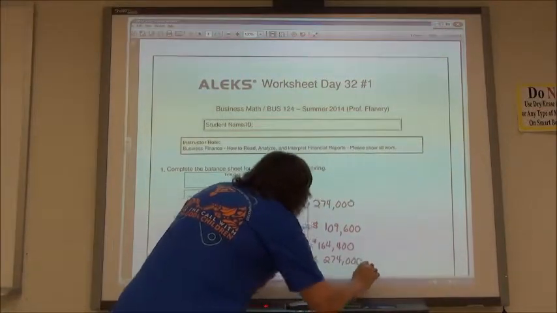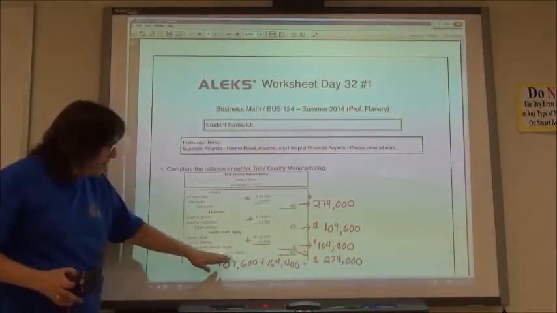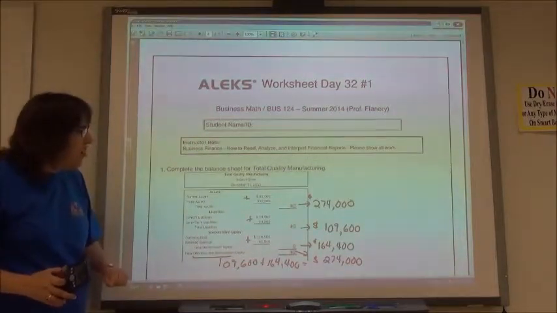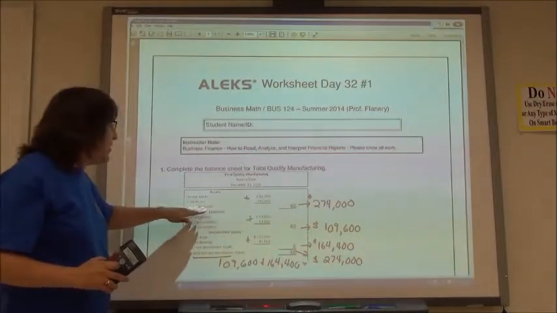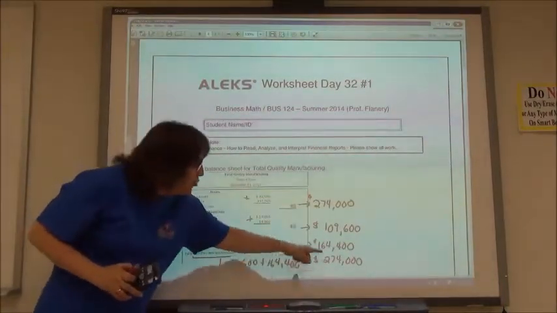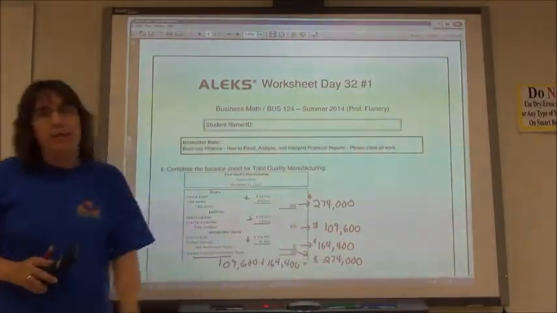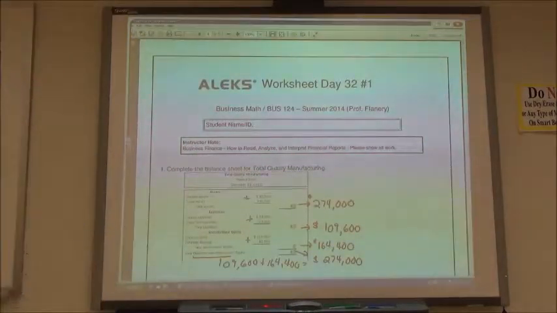274,000. Now notice that the total of your liabilities and stockholder equity should match up, since it's a balance sheet, with the total of your assets. Those two numbers should match. If they don't, there's something wrong. That's how I'm going to fill out that balance sheet.